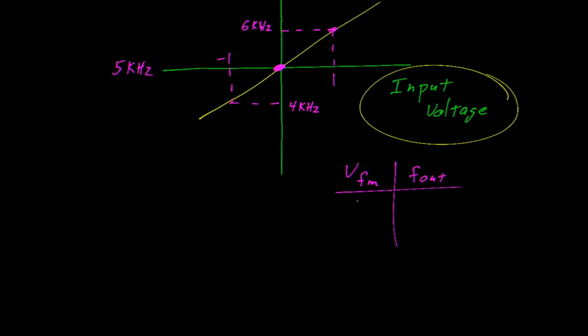If we have no voltage going in, the output frequency of the transmitter would be 5 kilohertz. If 1 volt goes in, the frequency might increase to 6 kilohertz, and if negative 1 volt goes in, this will drop to 4 kilohertz. And you hear that as a tone.